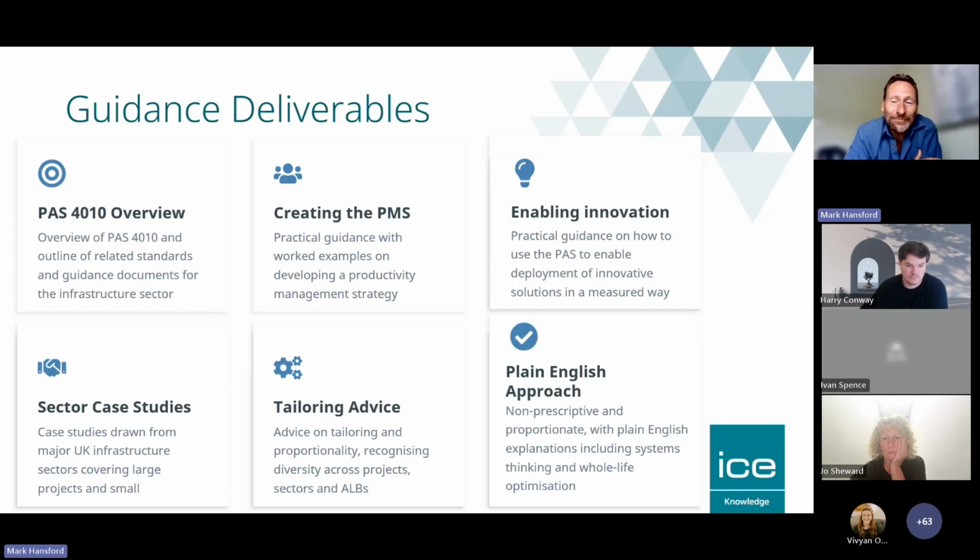And finally, it's a plain English approach. It explains all the jargon that we like to use in our sector, but it makes it simple and understandable for all.